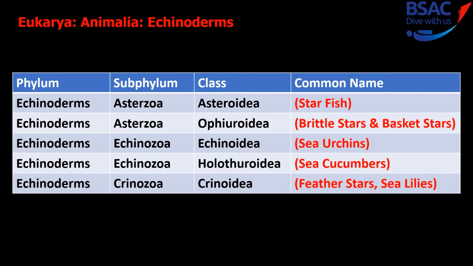Echinozoans have a body that is or was originally a modified globe with an ellipsoidal symmetry. Echinozoans are commonly identified as sea urchins and sea cucumbers.